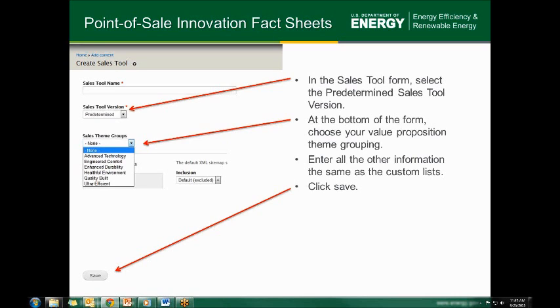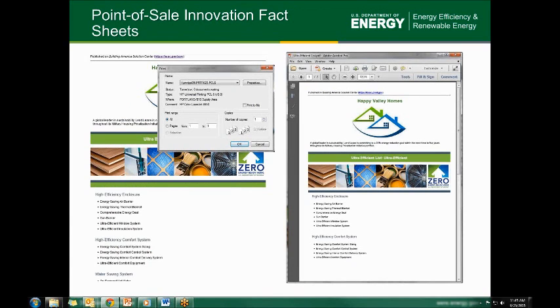And then that will make a new group pop up at the bottom of the form that says Sales Theme Groups. And when I look in this little box, I see all of my 6 value propositions. So I select the one that I'm interested in, and then I click Save at the bottom of the form. And once I click Save, I will then have these concise lists of innovations associated with each of these measures.